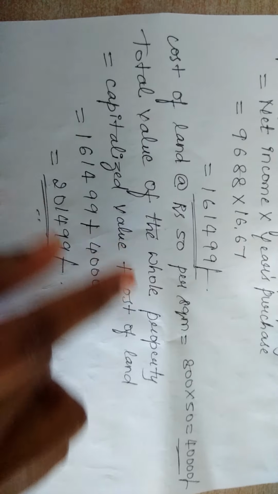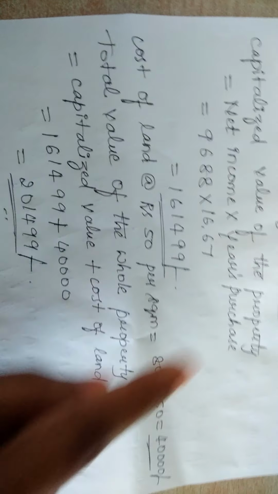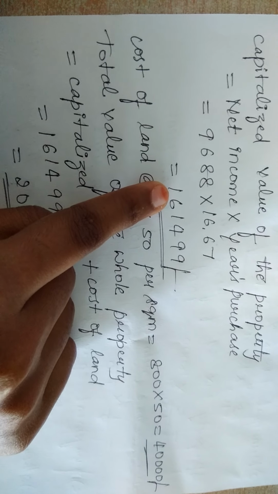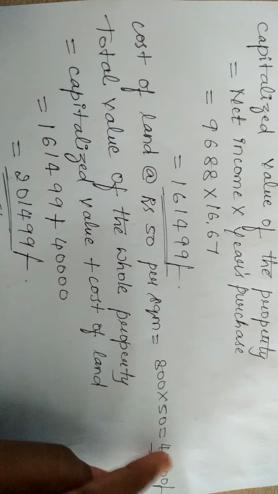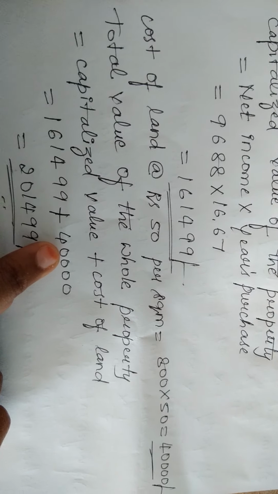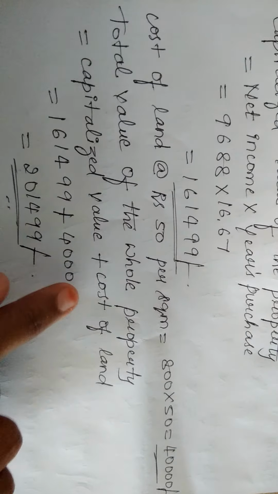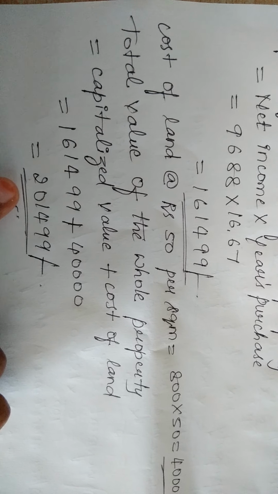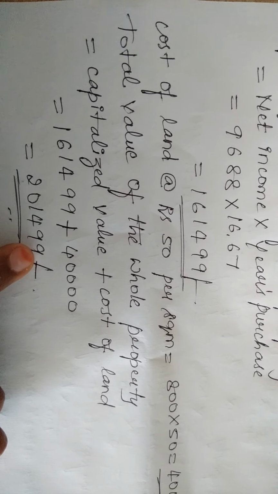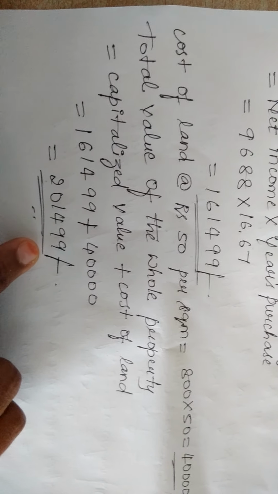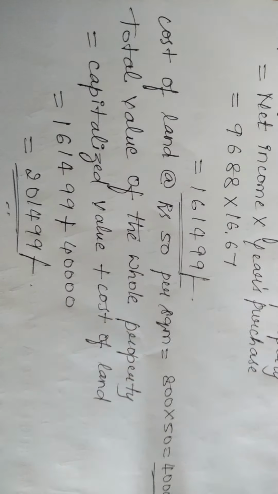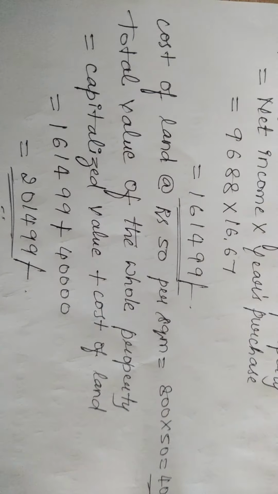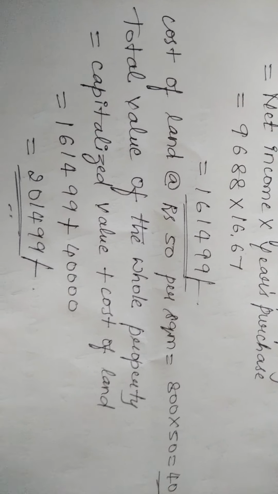Then to find the total value of the whole property, we have to add the capitalized value coming from the building as well as the land. The capitalized value of the building is 1,61,499 rupees, and from the land you get 40,000 rupees. The addition of these two gives you the whole value of 2,01,499 rupees, and this gives you the final capitalized value of the whole property, including both the building and the land. That completes the problem related to the sinking fund. Thank you.